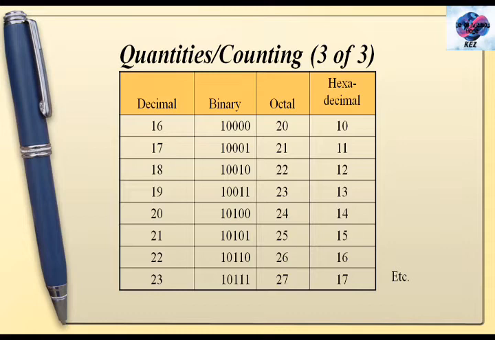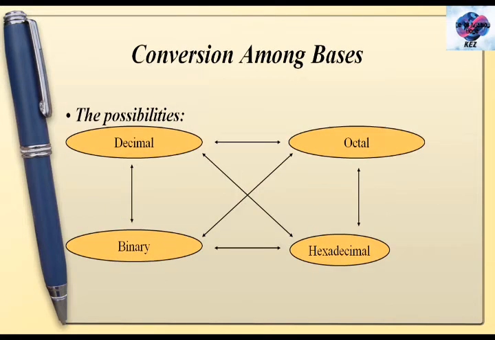Before that, I am showing you how it works. Let's start the conversion between all these numbers: decimal to octal, decimal to binary, decimal to hexadecimal. In vice versa order it is also possible. From any number we can convert to any other number. So let's start this conversion.